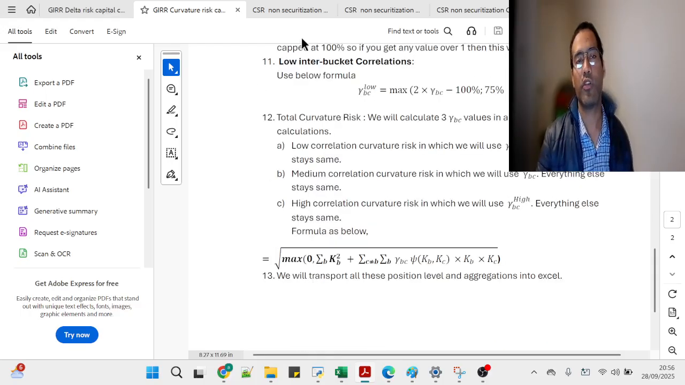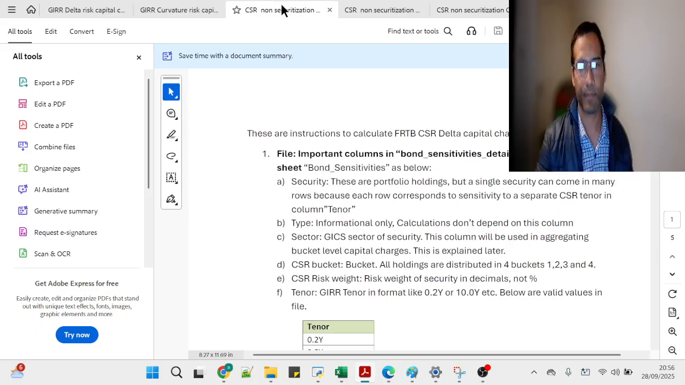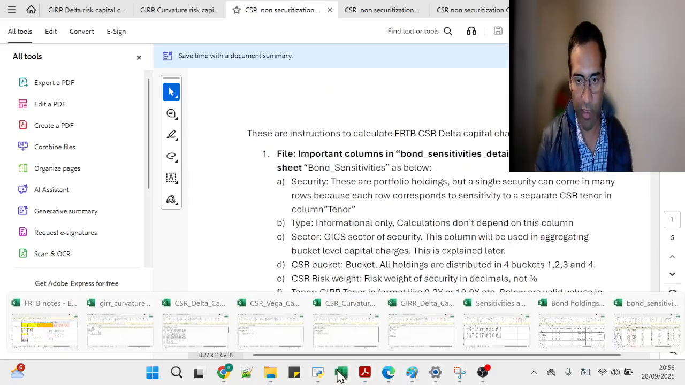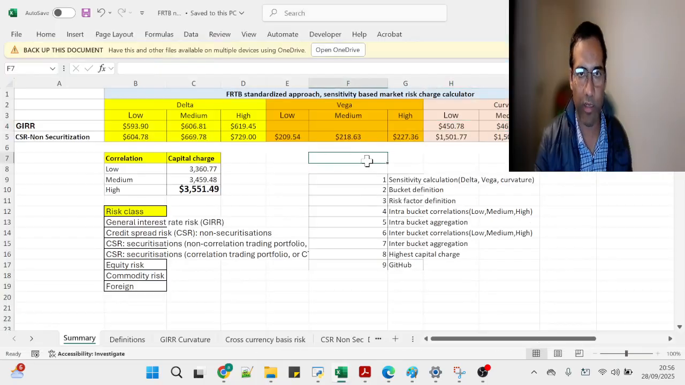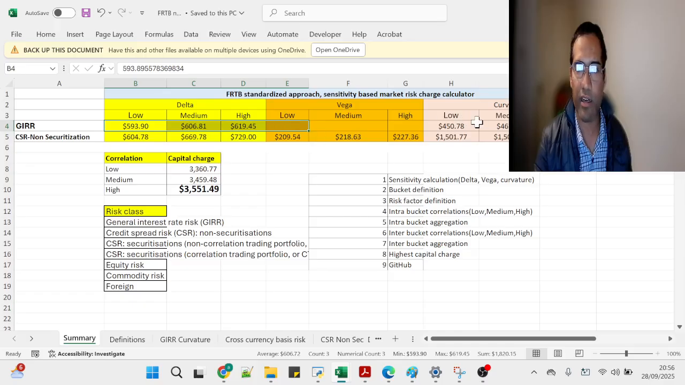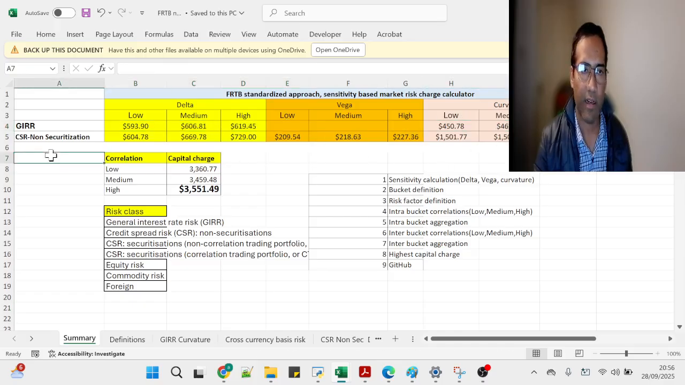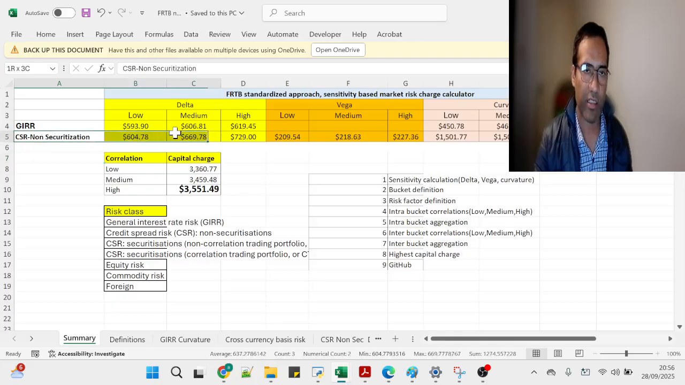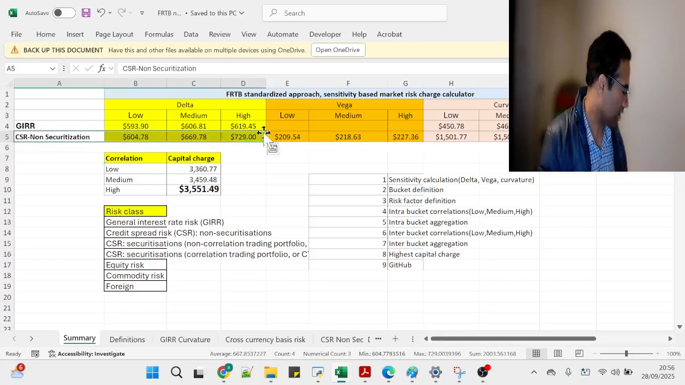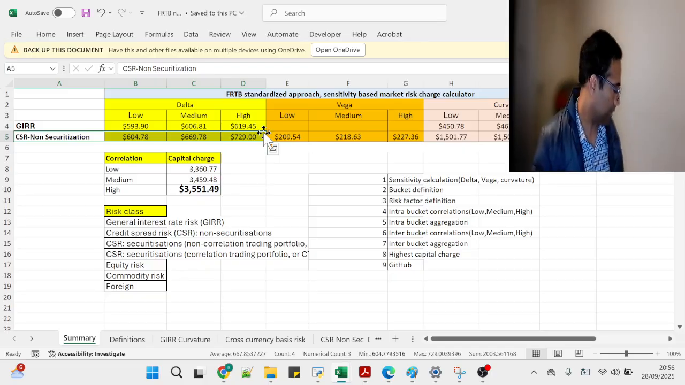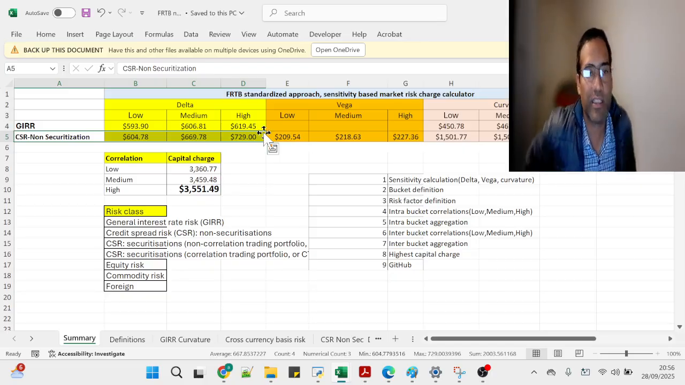Let's move to the non-securitization. Sorry, let's see what we have covered and what needs to be covered. So we have covered GIRR delta and GIRR curvature, and now the CSR non-securitization. What is CSR non-securitization? Credit spread risk.